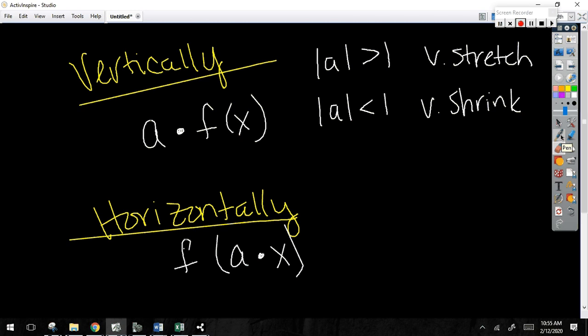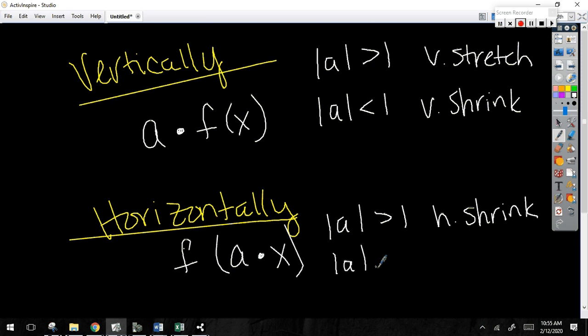But opposite. So for horizontally, the absolute value of A bigger than 1 is a horizontal shrink. And the absolute value of A less than 1 is a horizontal stretch. And I'm just getting this straight from your sheet here. That makes sense because it was the opposite in the beginning. Everything with X on these is opposite of what you'd think it would be. It just is.